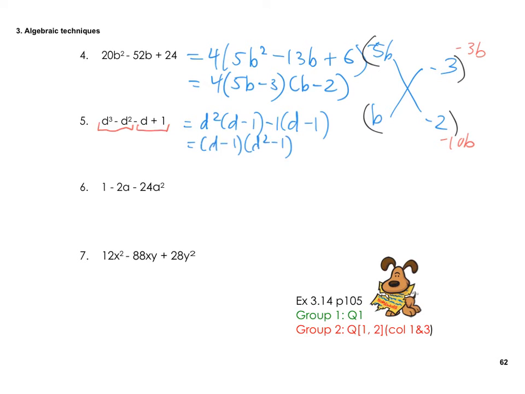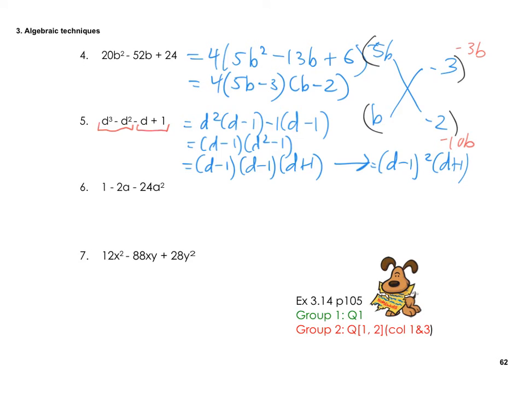squared minus 1, but remember, this is now divided into 2 squares, so this can go again. So equals d minus 1, d minus 1, d plus 1, but then this is 2 of them, so d minus 1 squared, d plus 1. Okay, so that's question 5's answer.